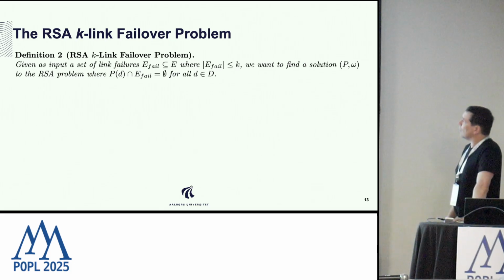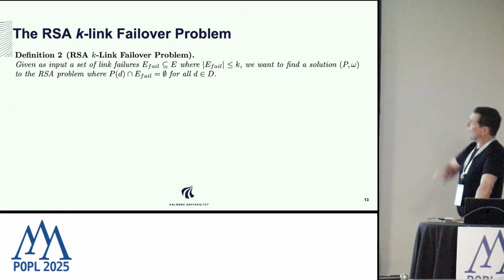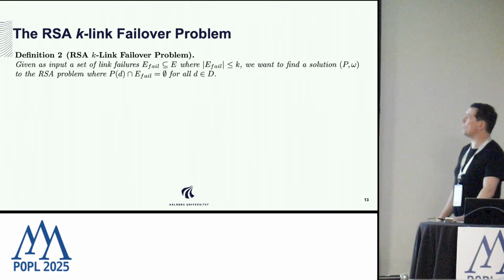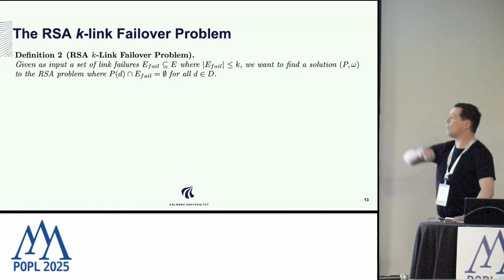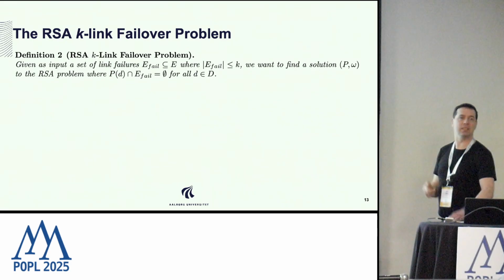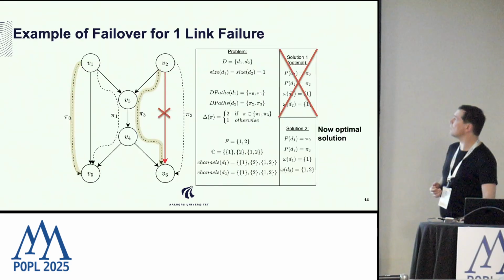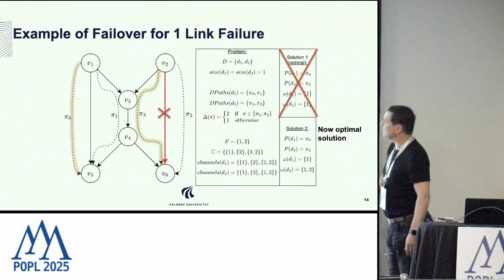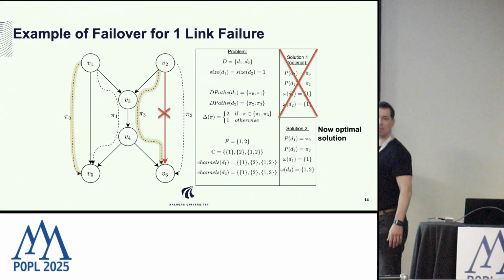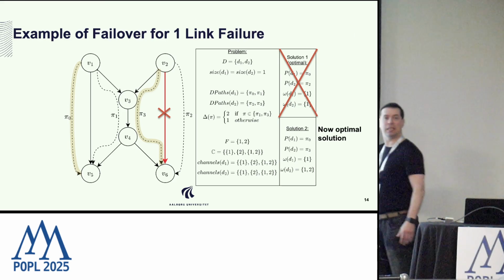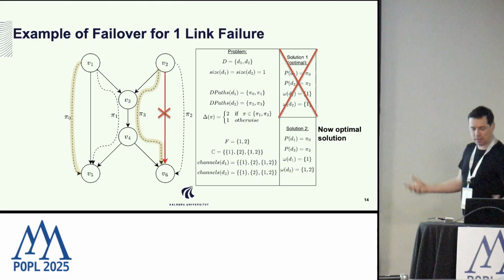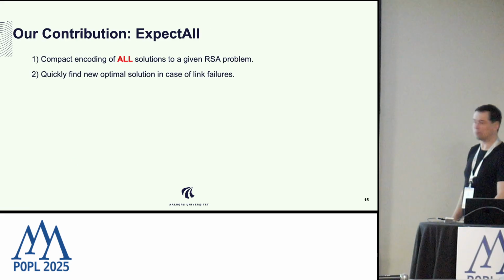So now the failover problem is that I assume I have some set of failing edges, E-fail, of size at most k, and I want to find a solution, the path and spectrum assignment, such that every path intersection with the failing edges is an empty set. So that's a pretty simple problem. And now when links fail, for example, if the V2 and V6 link is not available anymore, we don't have this as a solution as you would expect, and suddenly this is now an optimal solution because you cannot find a better one. And the task is to find this fast.